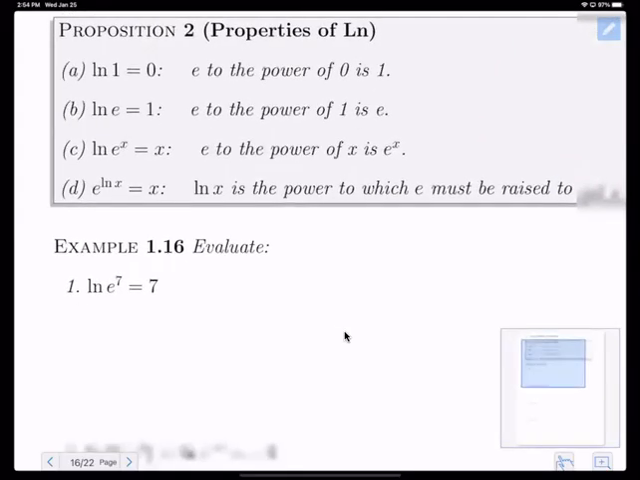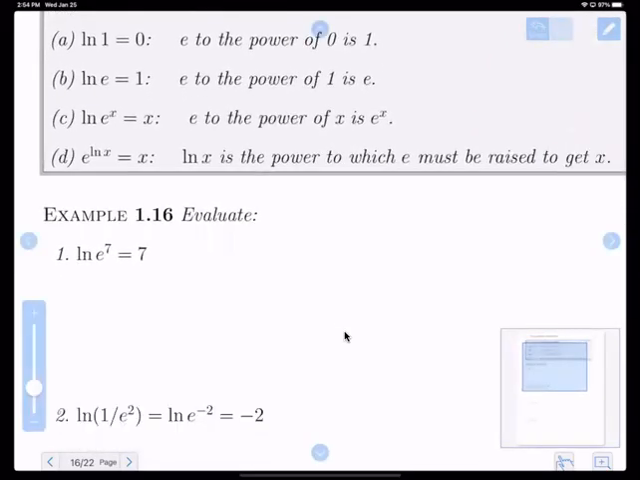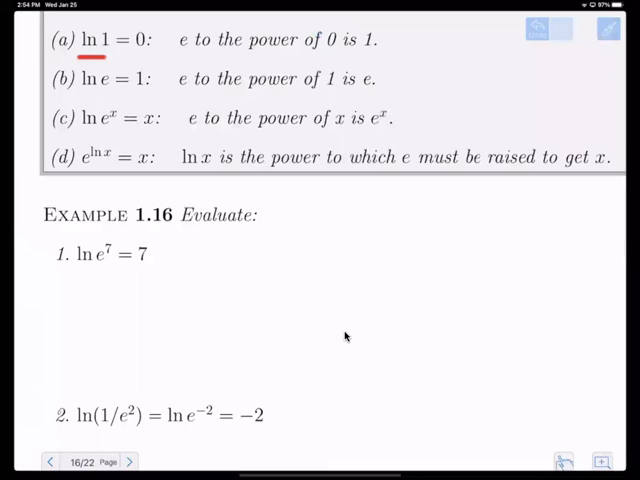All right, let's have an example here. Example 16 has 4 parts. Let's try it. One more, this is important. Ln of 1 equal to 0. Ln of E equal to 1. Ln of E to the X equal to X. E to the ln of X equal to X. Okay, those are the 4 parts. Okay, first question.